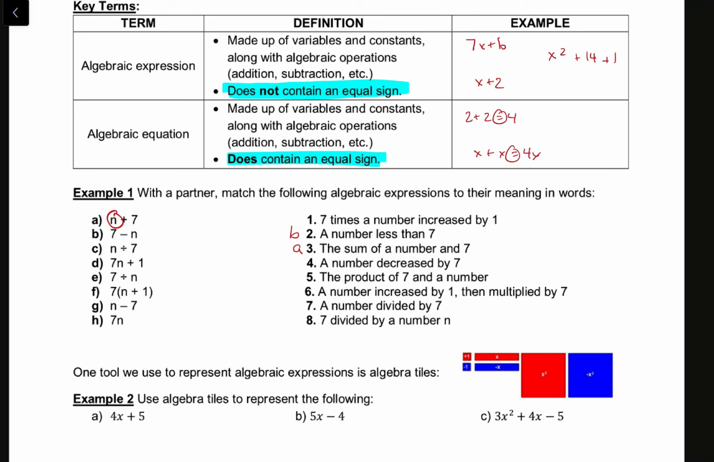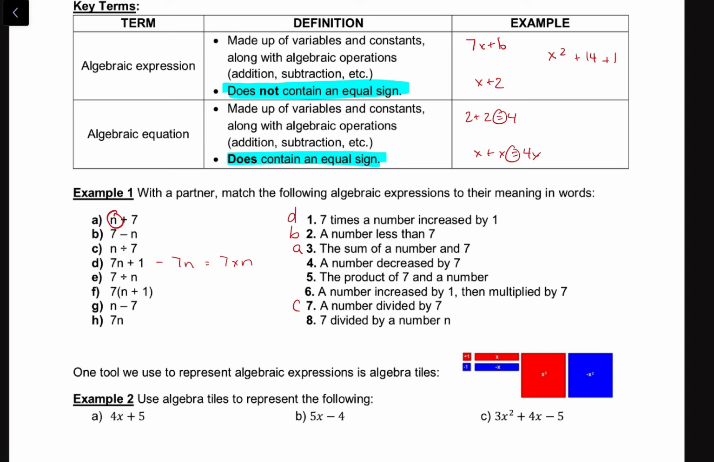After that, we have C, n divided by 7. In this case, same sort of thing. n is a number, and that's divided by 7. That would be number 7 here. D, we have 7n plus 1. In this case, that would be number 1. So it's going to be 7 times a number, because we know here that 7n is also equal to 7 times n. So that would be D matched up with 1.